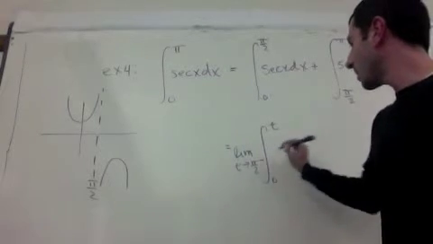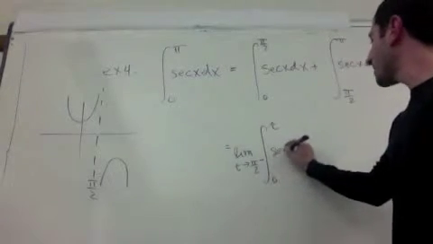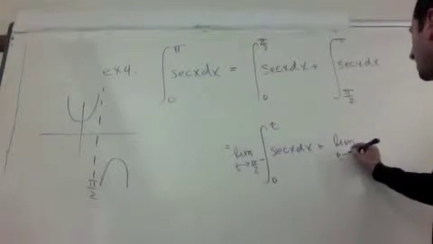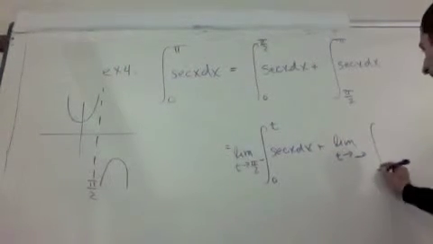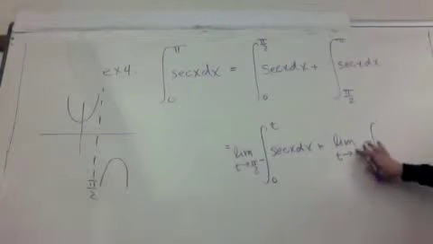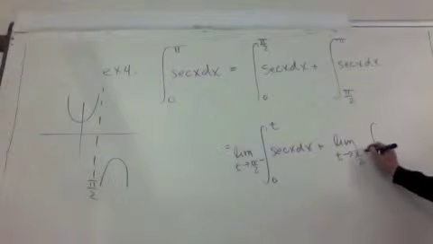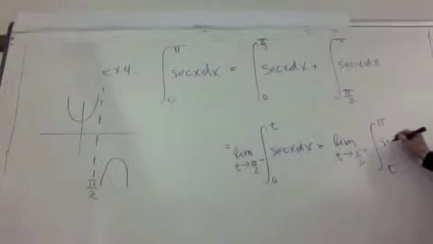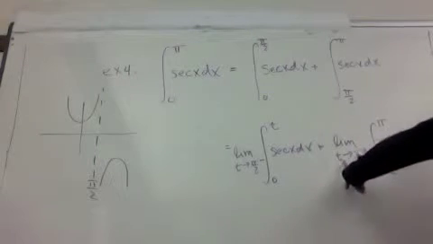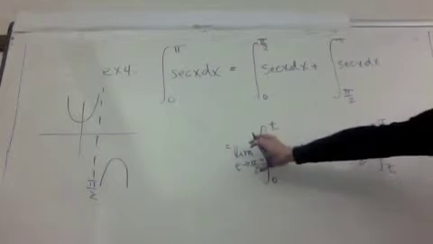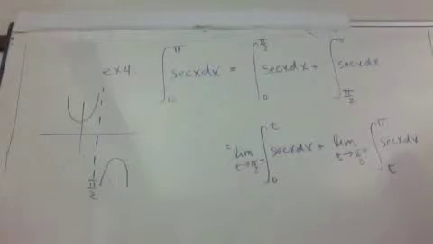From the left, of secant x dx, plus the limit as t approaches pi over 2 from the right. And it's okay for you guys to use the same letter here, because this limit and this limit are very much self-contained. You're not going to confuse the t's. Any questions so far?